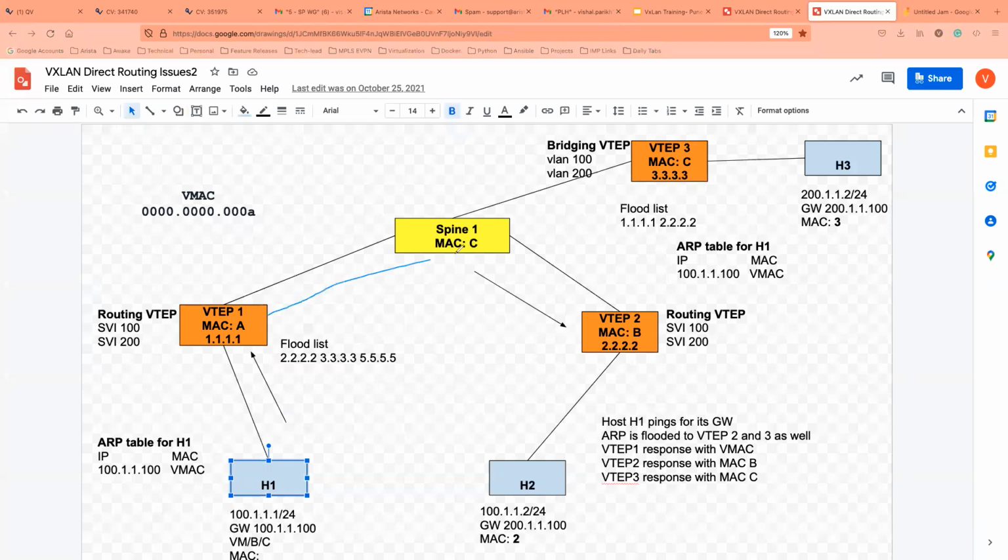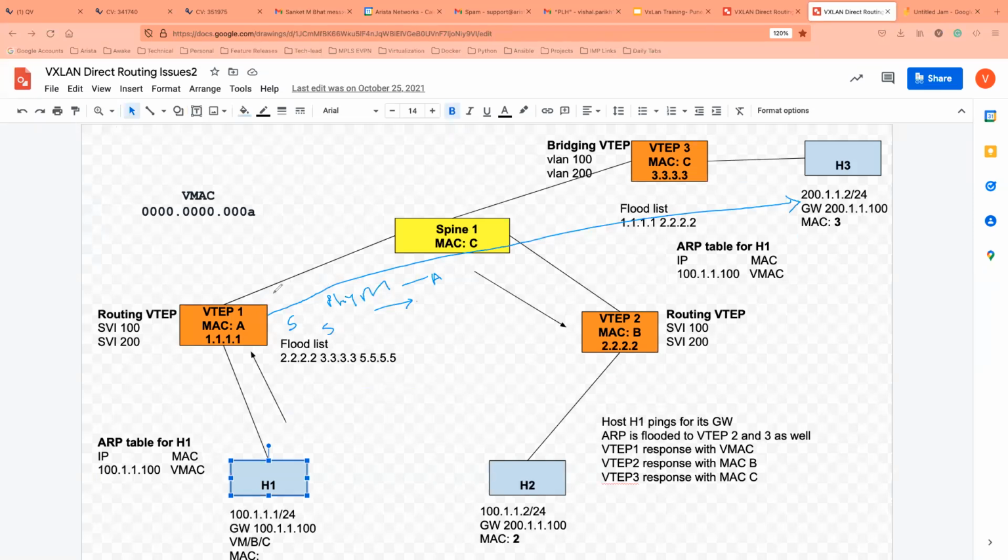Let's say this is sending out an ARP request to host 3. Packet H1 to H3 communication, it sends out an ARP request. Now, as we learned, for ARP, the request will use the physical MAC. It will be sent with the source MAC, which is the physical MAC, A. And the sender IP will also be the physical IP, the physical IP of the SVI.